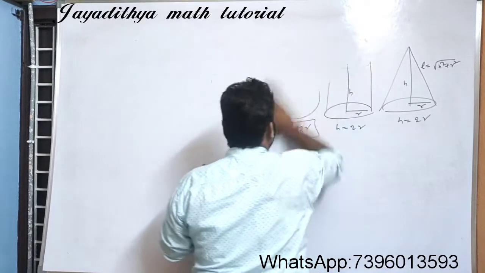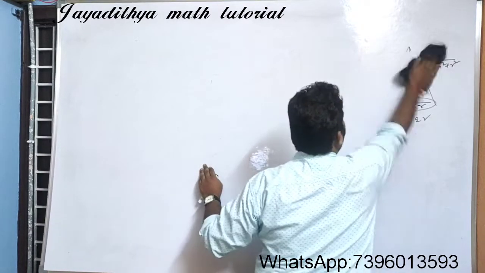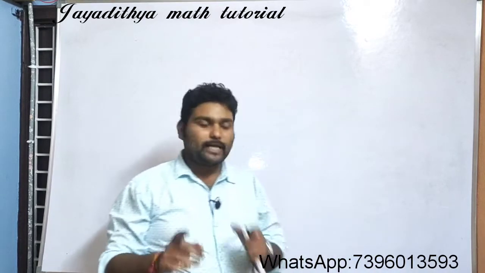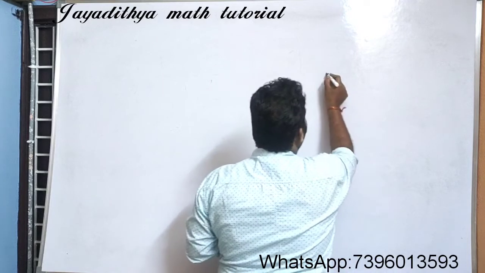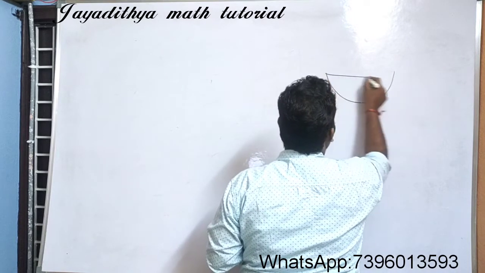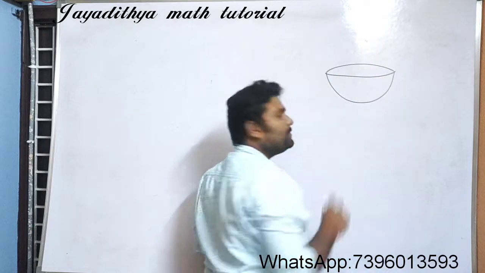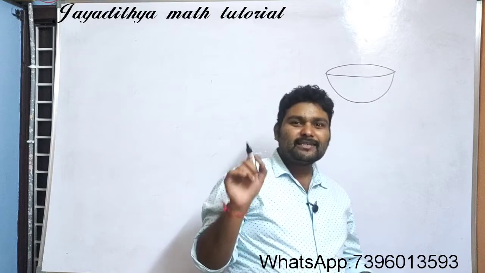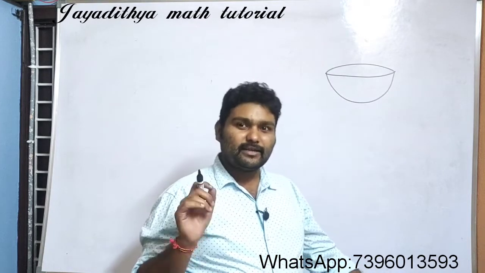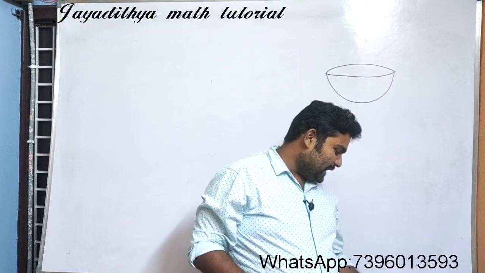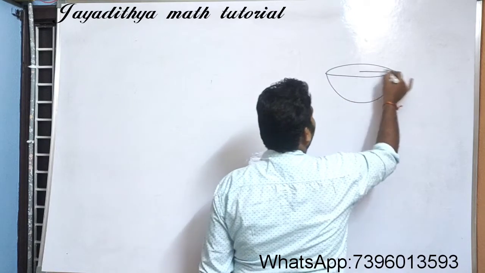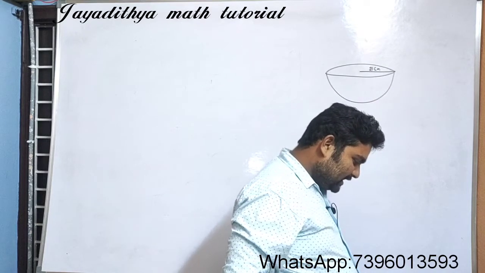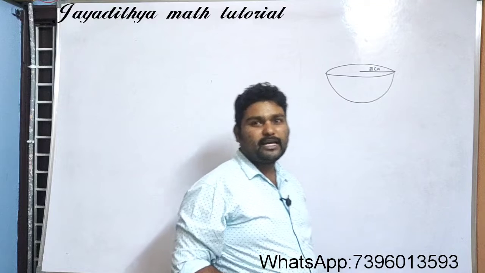Let us go with some other basic problem. That is, a company wants to manufacture 1000 hemispherical basins. So basin means it will be like this, and it is in the shape of a hemisphere. Hemispherical basin, think of a wash basin. Okay, basins from a thin steel sheet. If the radius of each basin is 21 centimeters, find the area of steel sheet required to manufacture the above hemispherical basins.